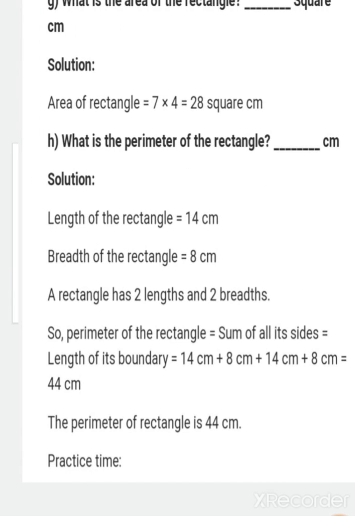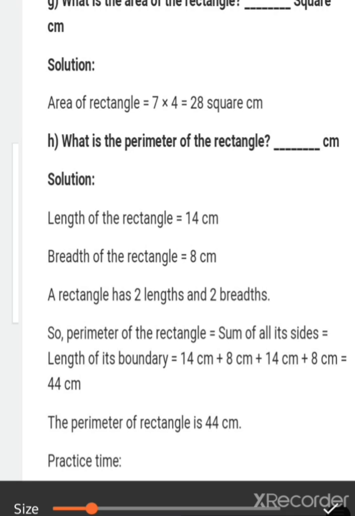Next, what is the area of the rectangle? Now, as we know that the number of squares covered is 28, so the area of the rectangle is also 28. 7 multiplied by 4, that is length multiplied by breadth. Length is 7 and breadth is 4. So 28 square centimeter.